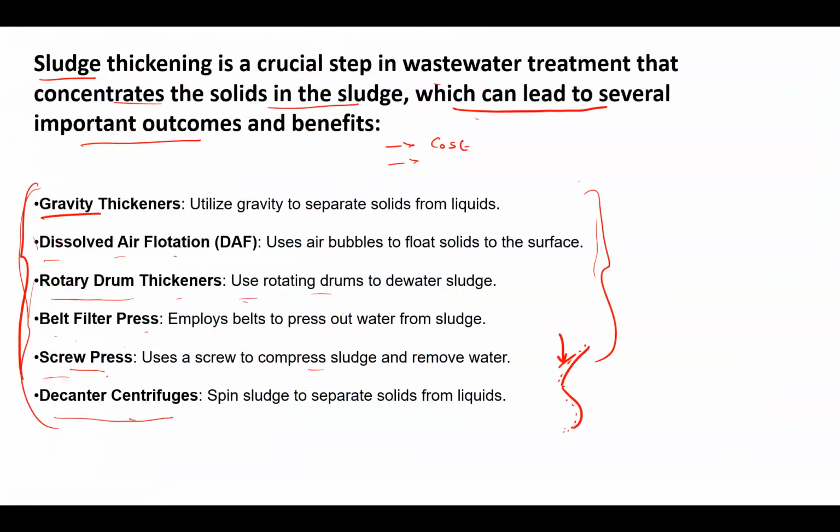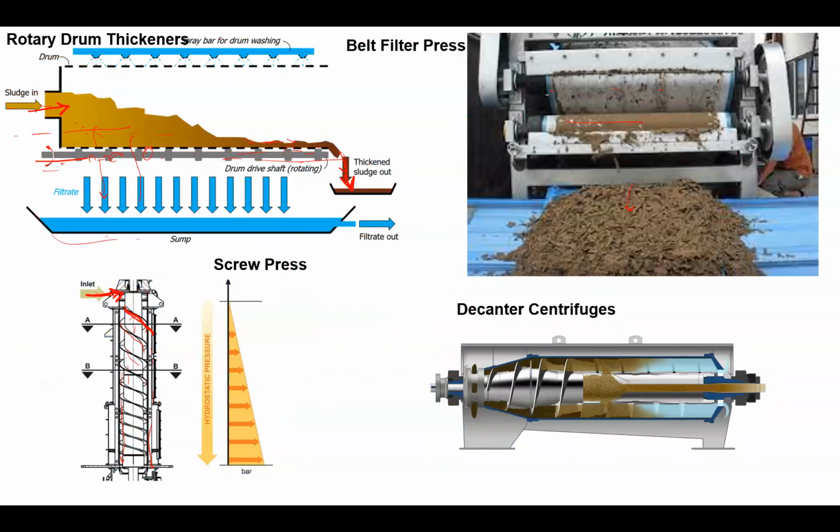And then the decanter centrifuge, which spins the sludge to separate the solids from the liquid. This is the centrifuge. Due to the centrifugal force acting on the sludge, the solid particles are trapped in the outward peripheral area, and then we can separate them. Got it?